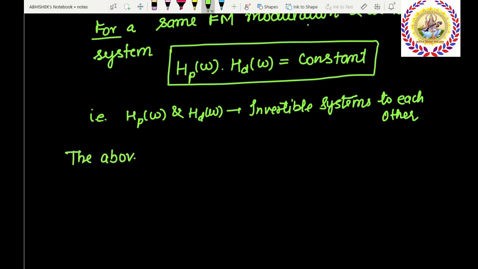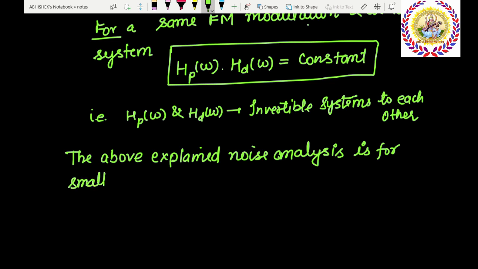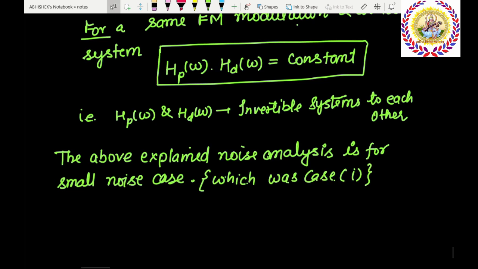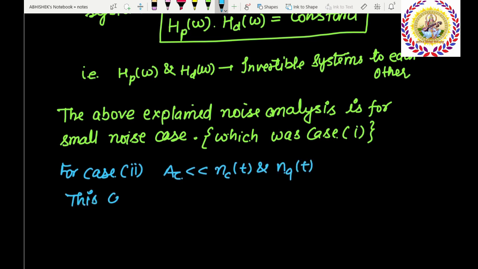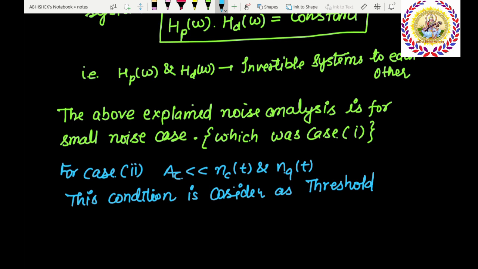The above explained noise analysis is especially for the small noise case, which was case 1, where AC is dominating over noise. Now, for case 2, or we can say the second case, where AC is much less than NC(t) and NQ(t) individually, this condition is considered as the threshold condition.